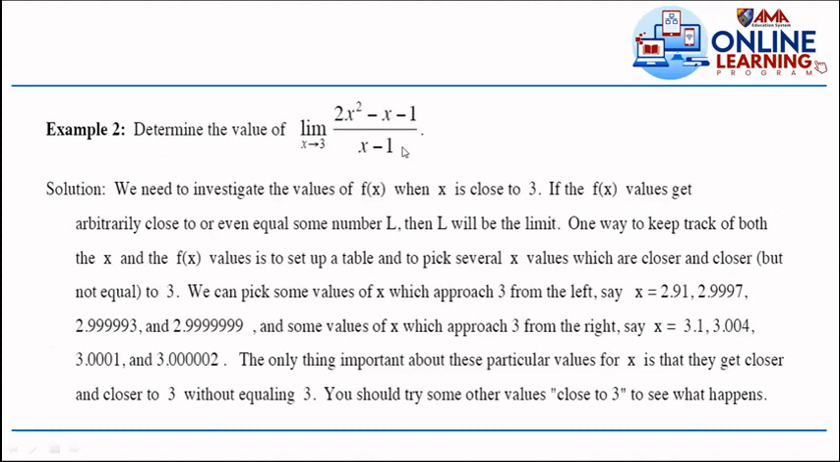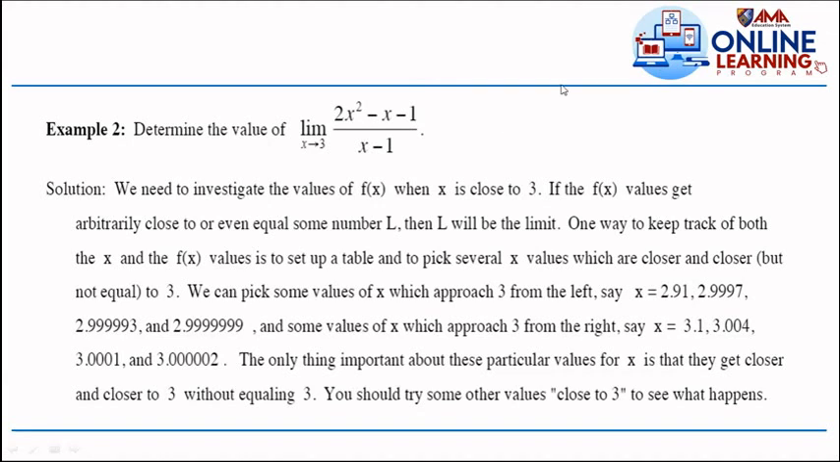Okay? So if we're going to make use of algebra method, no? Algebra method muna tayo, no? 3 minus 1, the answer of your denominator is 2. Dito naman, 3 squared. So 3 squared is 9 times 2 is 18. Minus 3 is 15. Minus 1 is 14. So 14 divided by 2, our answer is 7. So therefore, our limit for this function is equal to 7 using the algebra method.